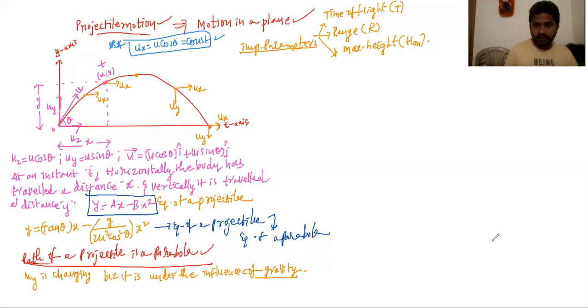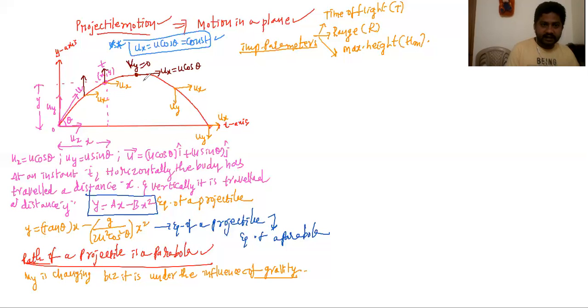All right, let's come back to our topic here. So what happens? From here it is moving in this way. Ux is constant, and uy value is decreasing. Initially this is uy, so now this is uy. At this instant this is uy, at this instant this is uy, and at this instant uy is equal to 0. Carefully see, uy in the sense it is vy. At this instant vy is 0.